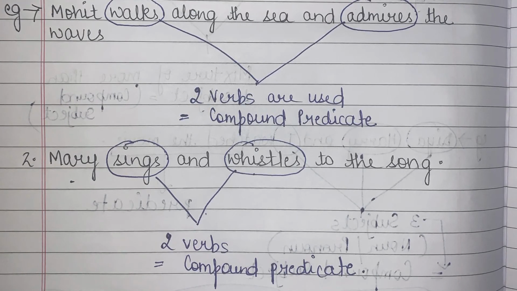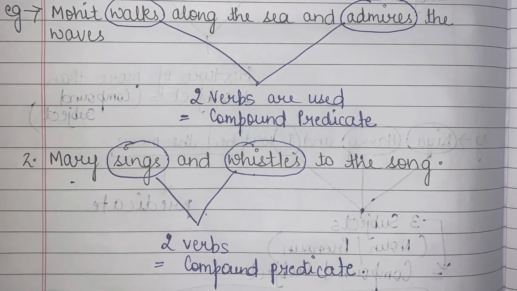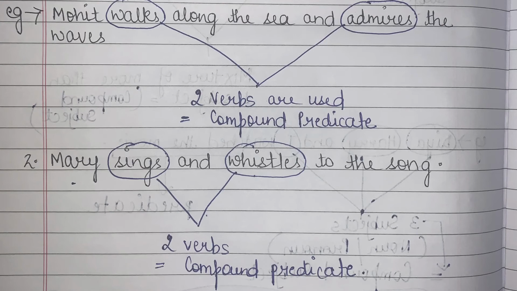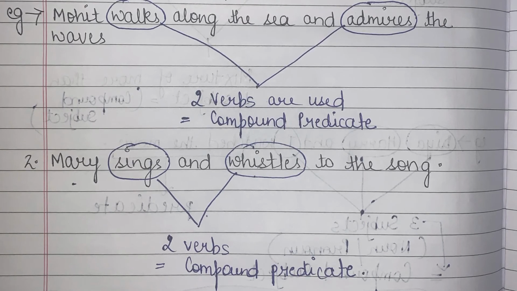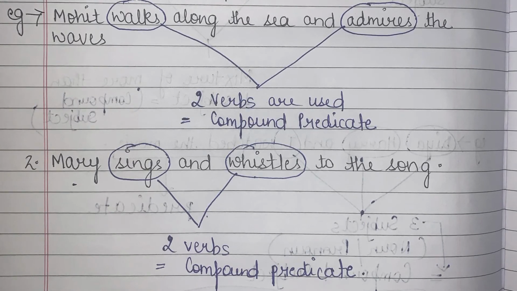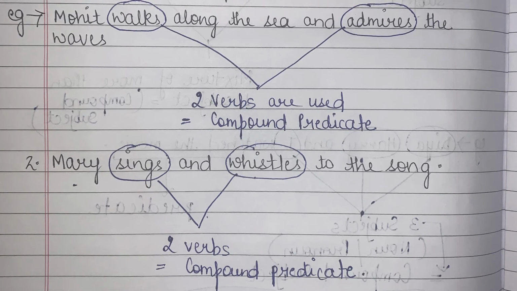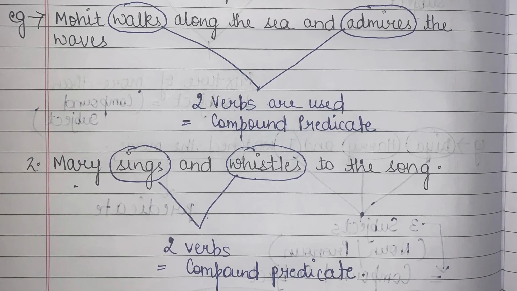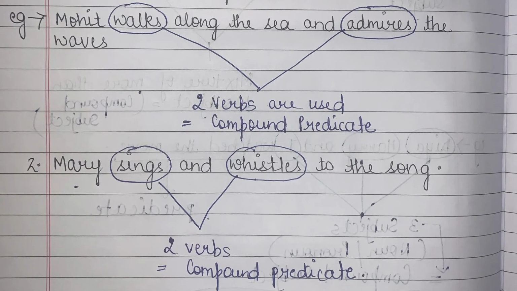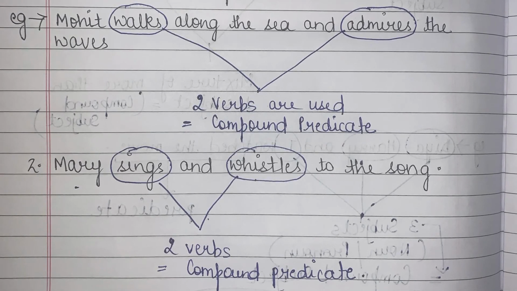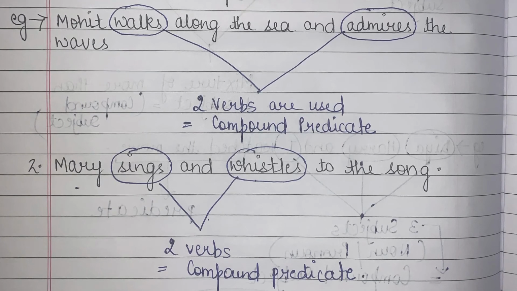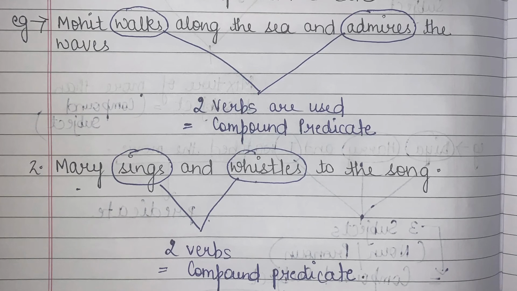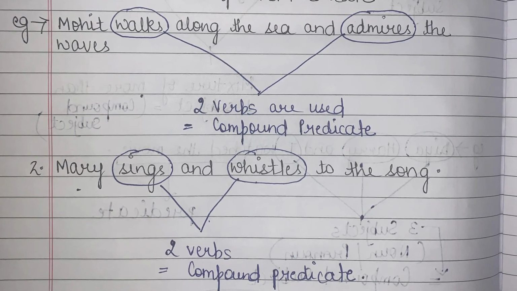And what work is being done by Mary? She is doing two things. She is singing as well as whistling to the song, right? So here also we are talking about two verbs. Okay, this single subject is doing two actions, so it means this is my compound predicate. Is that clear to you all, students? See, it is very easy. All you need to do is practice a few sentences in order to find out compound predicate and compound subject.